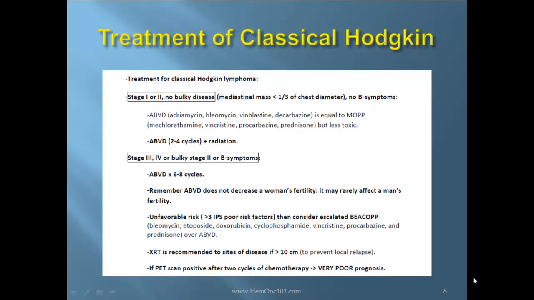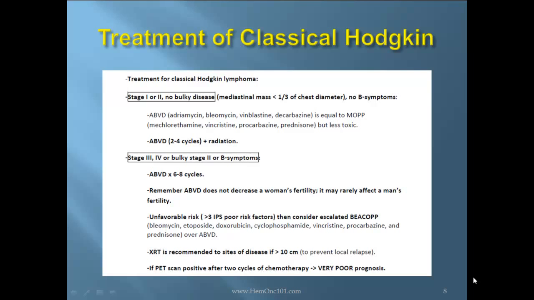If the patient has stage 3 or 4 or bulky stage 1 or B symptoms, then the treatment would be ABVD times 6 to 8 cycles. Remember, ABVD does not decrease a woman's fertility, and it may rarely affect a man's fertility.